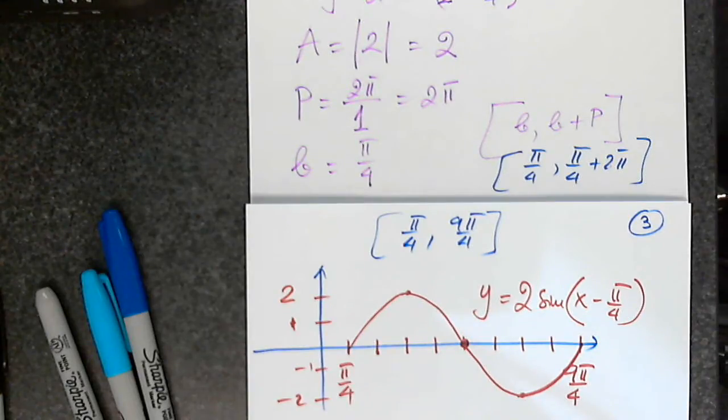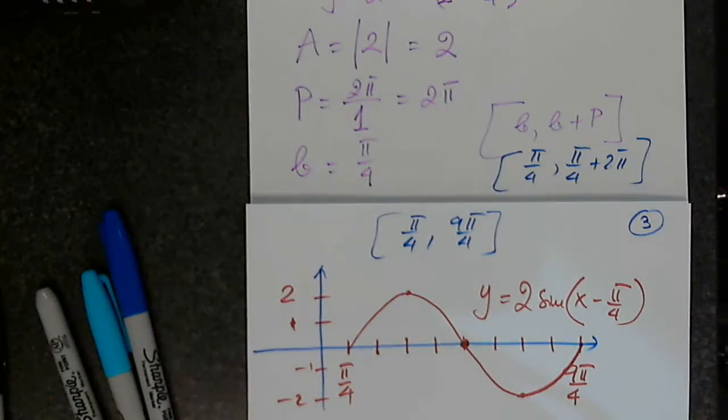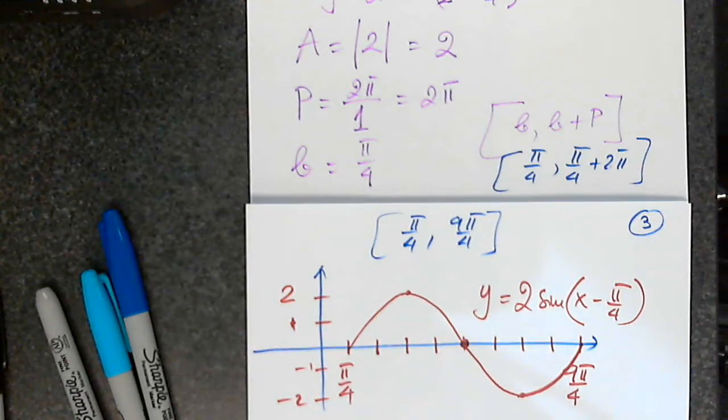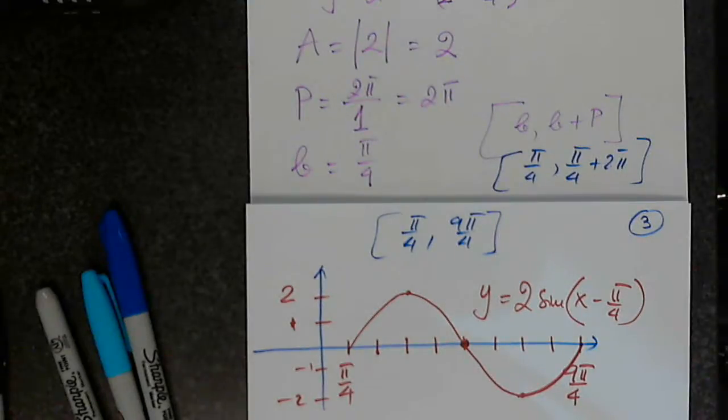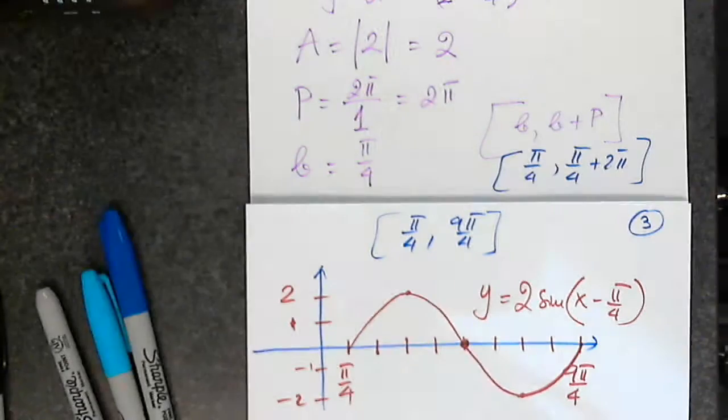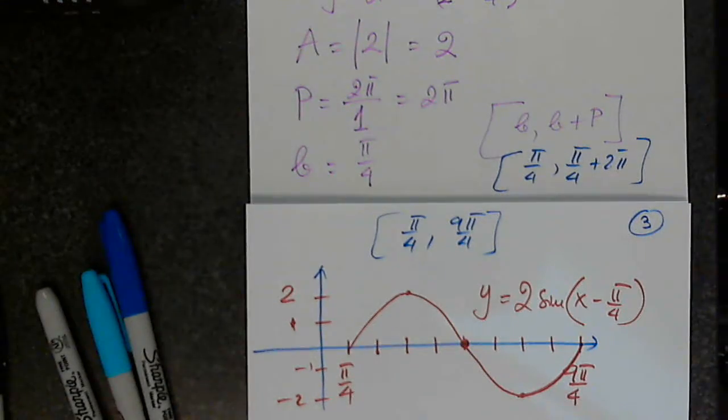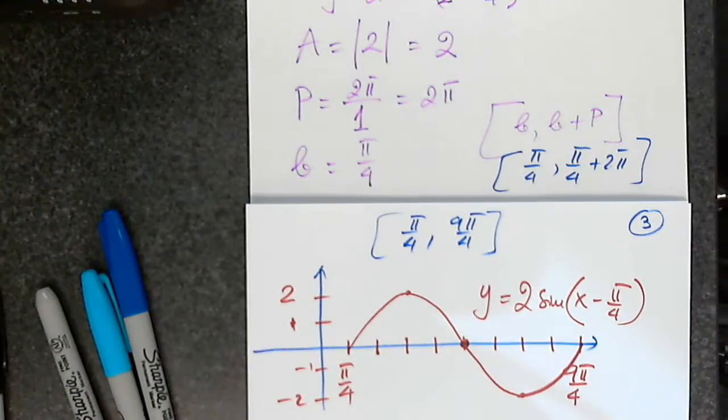So with the graphing calculator, let's put in y equals 2 sine x minus pi divided by 4. Make sure your mode is in radian. And then let's go to the viewing window.